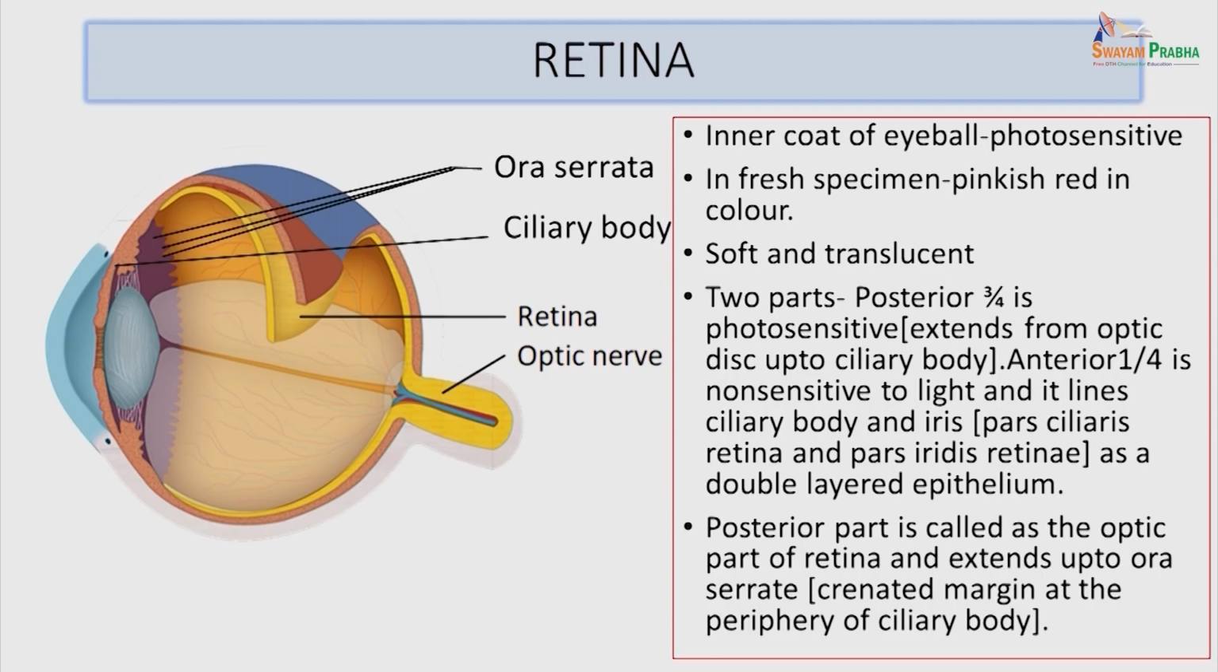As a double layered epithelium, it lines the ciliary body and iris. The posterior part is called as the optic part of the retina and extends up to the ora serrata, that is crenated margin at the periphery of the ciliary body. You are seeing the ora serrata here. This is the ciliary body and this is the retina. This extends up to this part, that is the ora serrata.